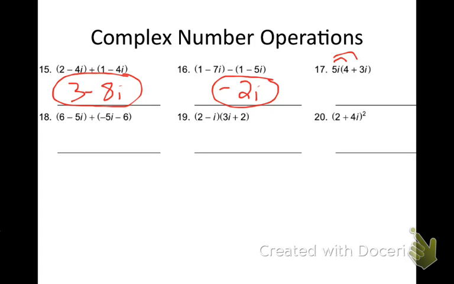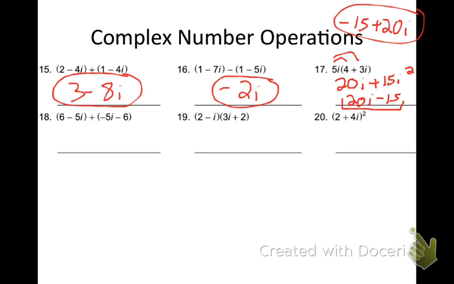Number 17. What process would you use on number 17, Bailey? You would distribute. When you distribute, you actually get 20i plus 15i squared. And then we simplify that. What do you get, Bailey? You get 20i minus 15. Now, this is correct. I will not count off if you have it that way. The best way to write that would be to always write the real part first and then the imaginary part at the end. So the best way to write that problem would be negative 15 plus 20i. But that is just fine if you write it that way for now.